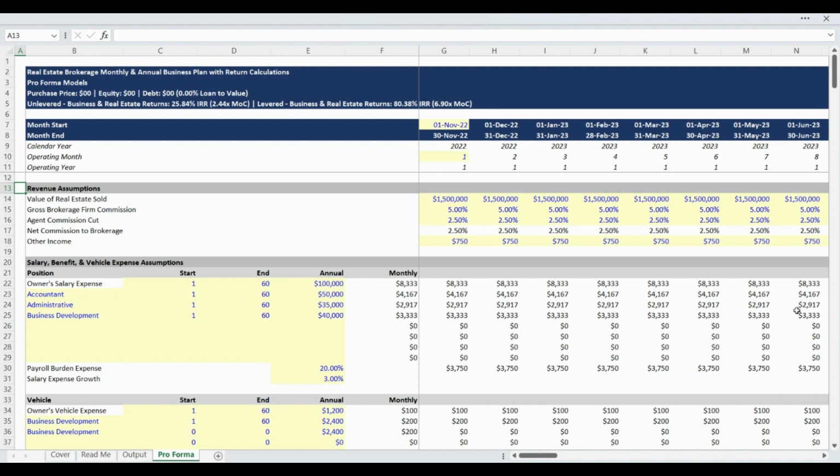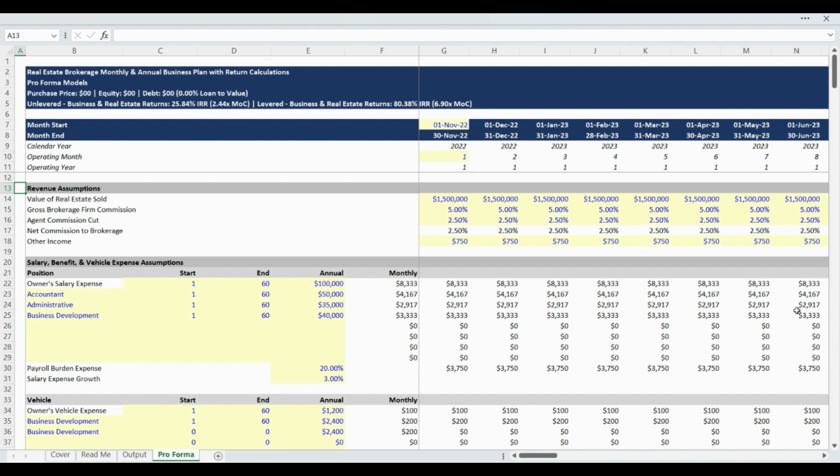This template contains a revenue projection model specific for real estate brokerage businesses. The value of real estate sold per month is the starting point for the revenue model and forms the basis for calculating commissions. The gross brokerage commission for the transaction is entered next, followed by a reduction for the amount of the agent commission cut to calculate the net commission to the brokerage business. In the case study example, a 5% gross brokerage commission is used with a 2.5% agent commission cut, leaving a net commission to brokerage of 2.5%.